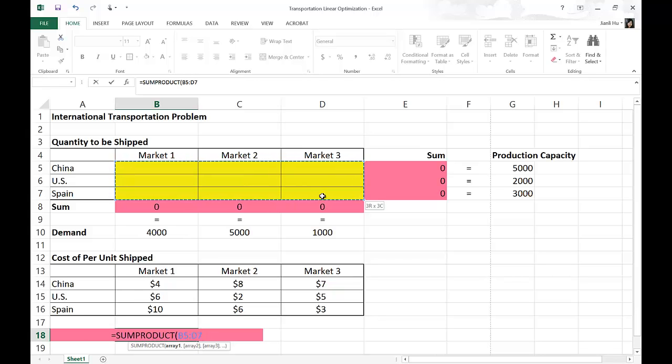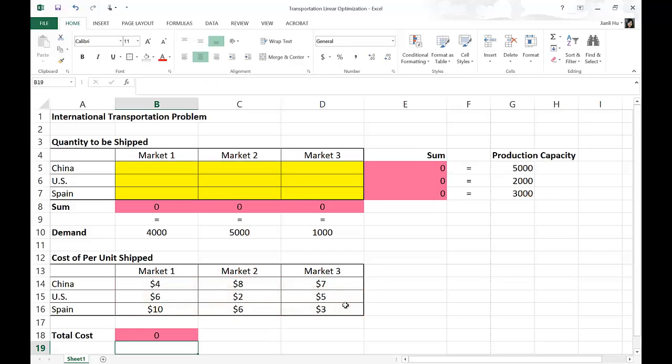We're going to highlight all the yellow cells. That's the decision we have to make. How many units to ship from China to each market. And times the corresponding cost from each country to each market. So as you can see, we're multiplying two groups together. The first group is the quantity we have to decide. The second group is the corresponding shipping cost per unit from each production facility to each market. Multiply them together, that gives us the total shipping cost.